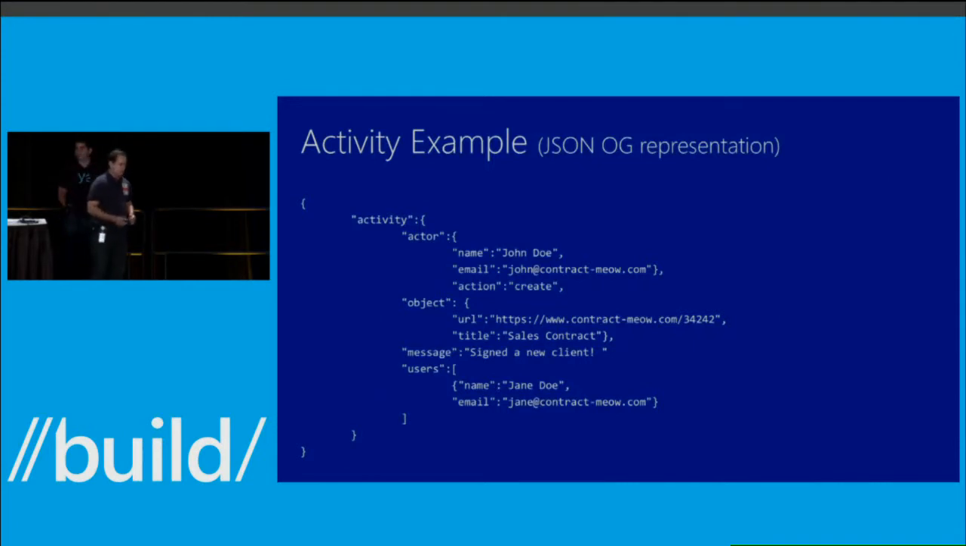So this is how it looks in JSON. You have an activity object that is serialized into this JSON object with the actor, the object, the message, and the array of users.